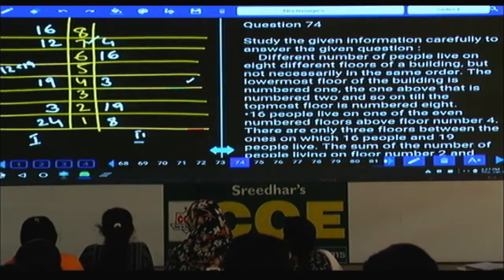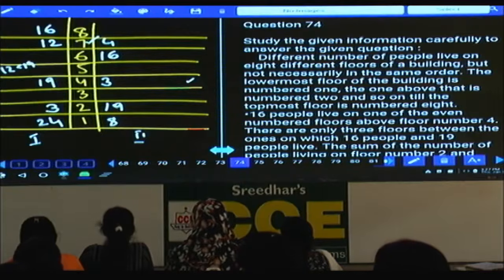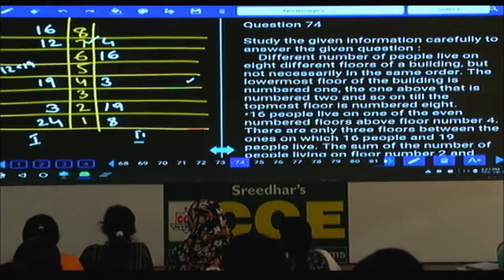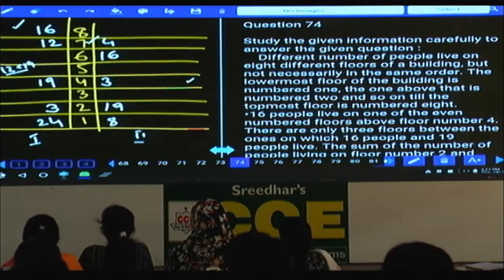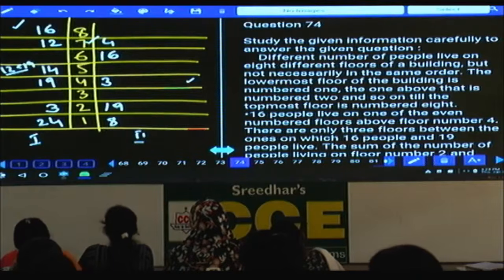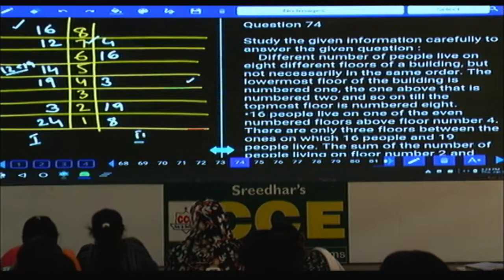Then what are the different possibilities we have? 13, 14, 15, 16, 17 and 18. The number of people living on floor number 5 is an even number, less than 18, between 12 and 19. That gives 14 and 16. There are 2 different possibilities, out of which 16 was already there on the 8th floor. As 16 was there on the 8th floor, 16 is not possible on the 5th floor. There are only 14 people living on the 5th floor.